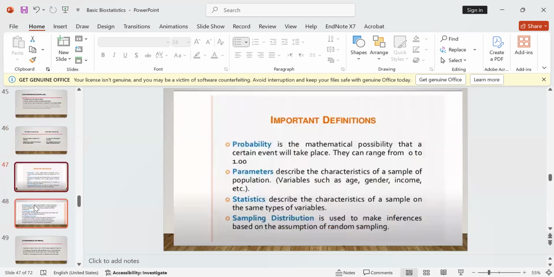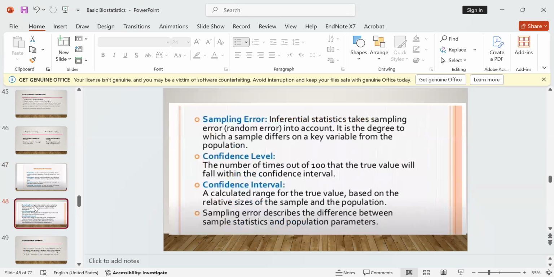Probability is the mathematical possibility that a certain event will take place. It can range from 0 to 1. Parameters describe the characteristics of a population, variables such as age, gender, income, etc. Statistics describe the characteristics of a sample with the same types of variables. And sampling distribution is used to make inferences based on the assumption of random sampling.